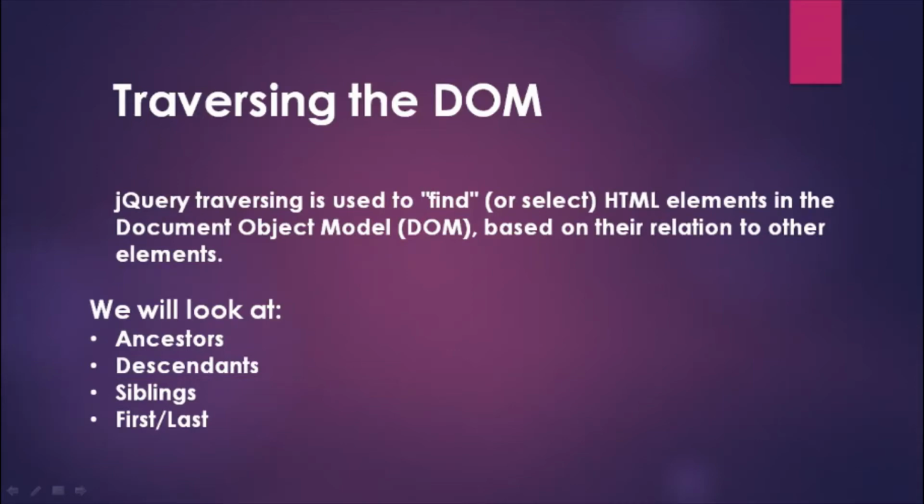So we'll be taking a look at ancestors, descendants, siblings, and also first and last. An ancestor is a parent, grandparent, great grandparent, and so on. A descendant is a child, grandchild, great grandchild, and so forth. Siblings share the same parent. And of course, first and last means the first child and last child of any element. So let's go to our editor and take a look at some examples of these.